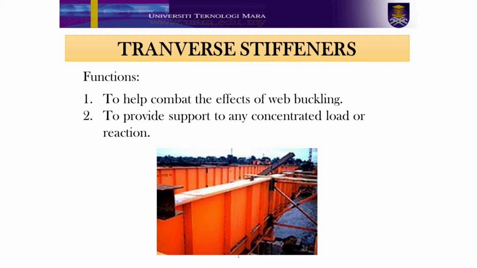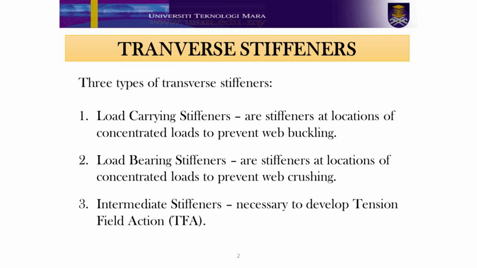The function of transverse web stiffeners is to help combat the effects of web buckling, and to provide support to any concentrated load or reaction. There are three types of transverse stiffeners. First, load-carrying stiffeners, which are stiffeners at locations of concentrated loads to prevent web buckling. Second, load-bearing stiffeners, which are stiffeners at locations of concentrated loads to prevent web crushing. And the third is intermediate stiffeners, which are necessary to develop tension field action.